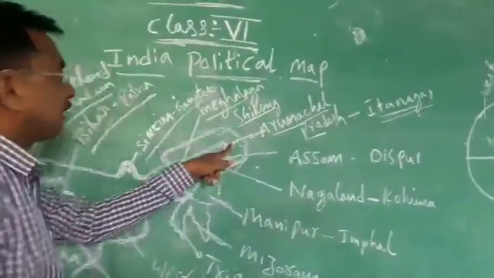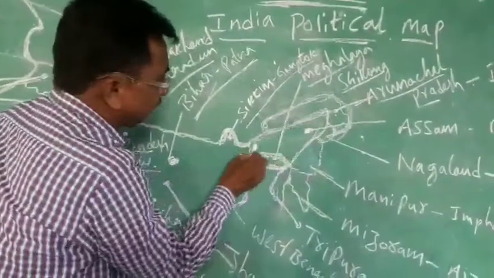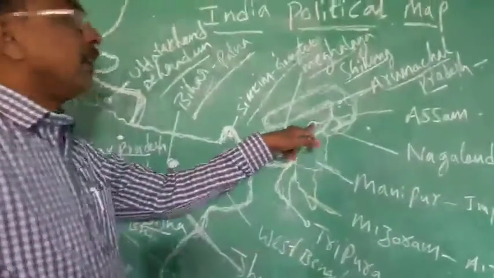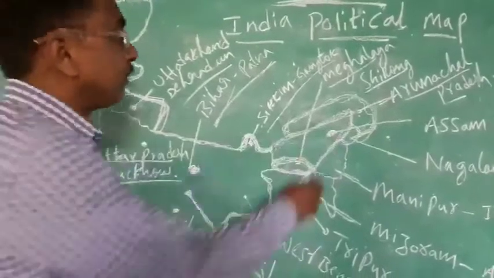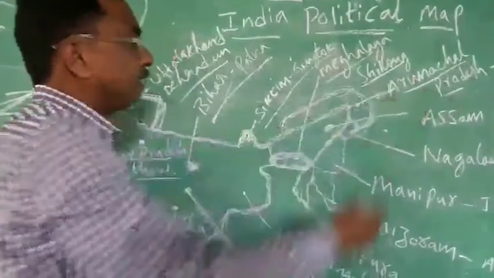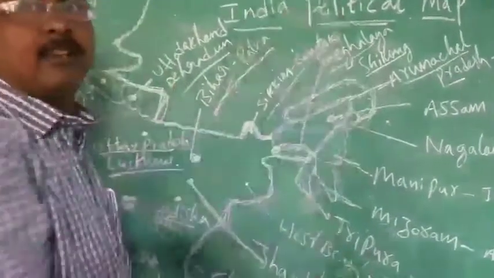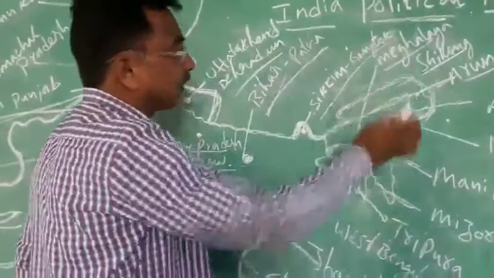Okay, Arunachal Pradesh, Itanagar capital. And you come to this part. This part is called Assam. Assam dispute. This is Assam and it is a dispute. And you see here some four states are there down. You should remember properly. Small ones. The four states are there.